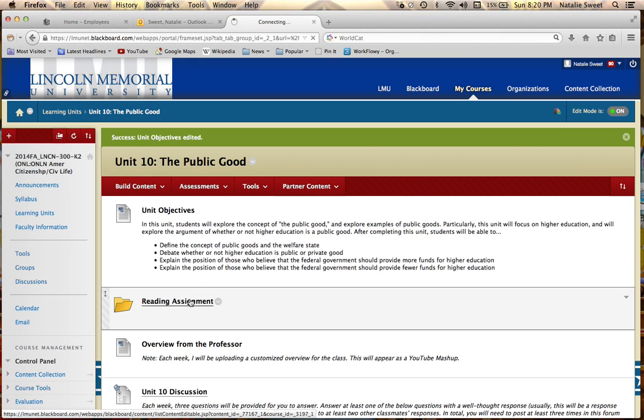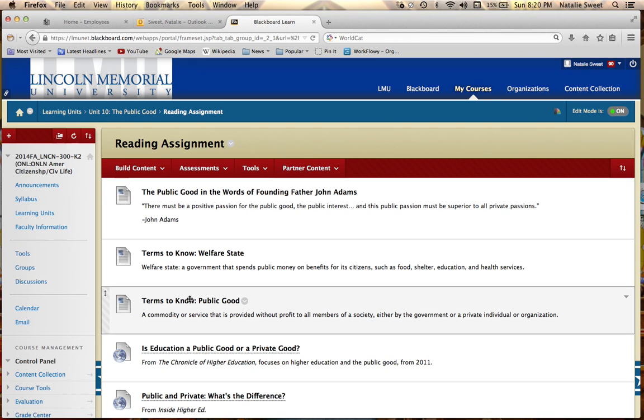So let's take a look at our reading assignment this week. You're going to see a number of pieces here, but don't be intimidated by how many there are. There are actually very few in number, and the first few are just basic breakdowns. I've opened this unit with a quote from founding father John Adams about public good. "There must be a positive passion for the public good, the public interest, and this public passion must be superior to all private passions." Of course, the way our country operates today isn't quite the way that John Adams could possibly have imagined in the late 1700s and early 1800s.